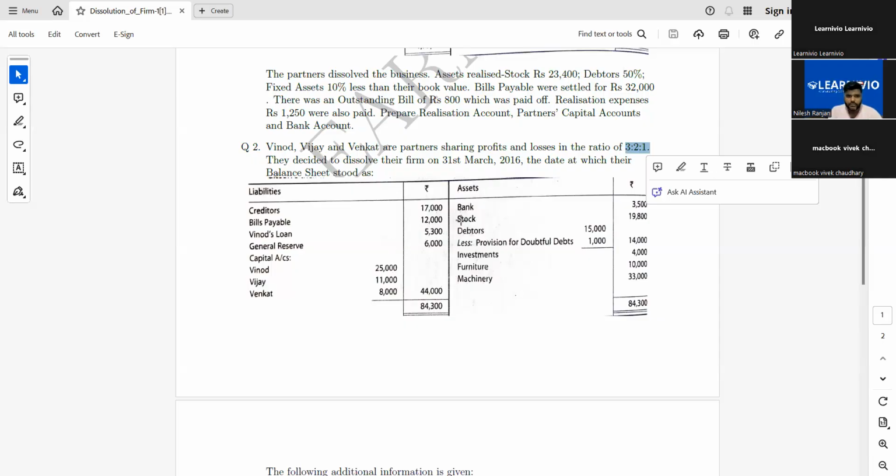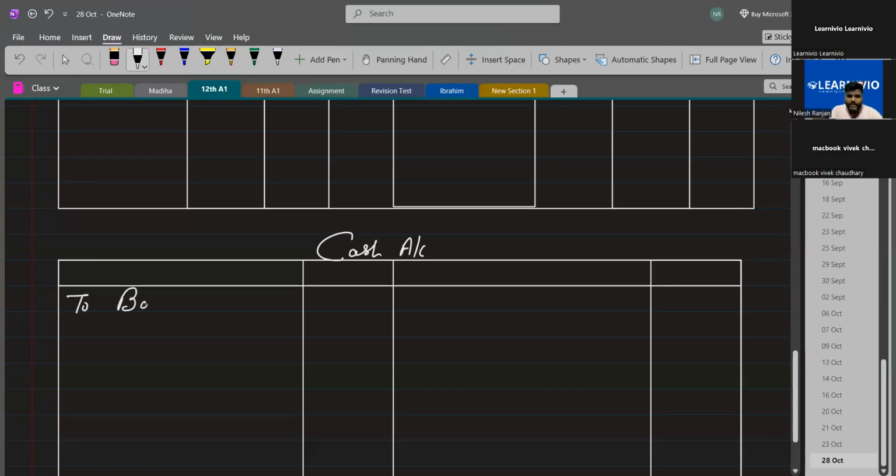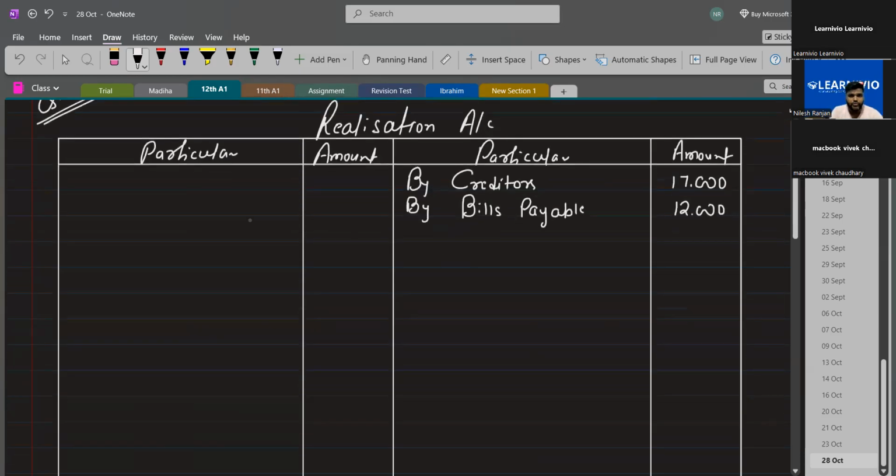After that, the asset side item, bank. There is a separate account created for bank, so cash account or bank account, you can say. So to balance b/d, it is an asset. That's why the balance is on the debit side, 3,500. After that, stock 19,800. All other assets will go to realization account. So to stock, 19,800. Debtors 15,000.